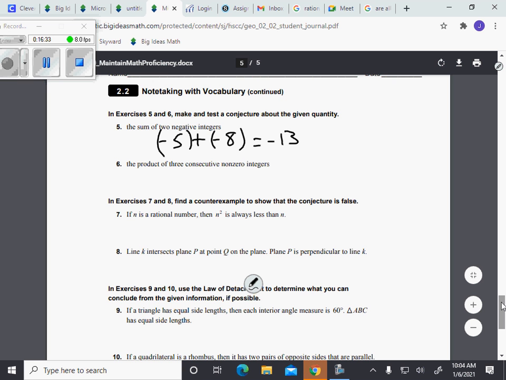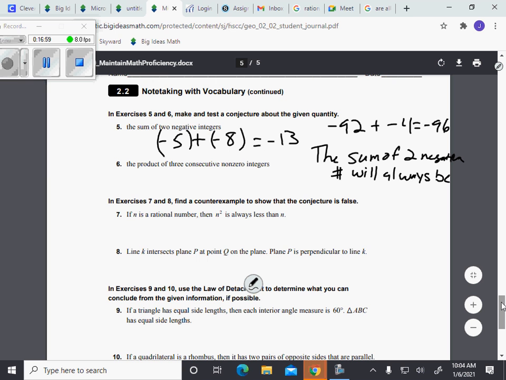Maybe another example, negative 92 plus negative 4. That equals negative 96, right? So, what can I say? The sum of two negative numbers will always be what? Negative.